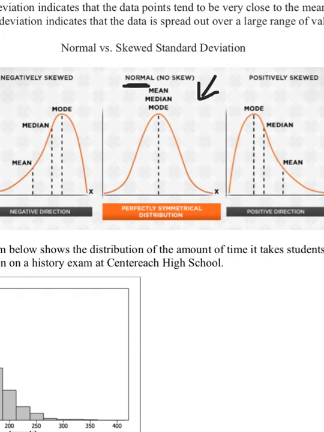You have probably heard the word skew before. If you have some students in your class who do really, really well, that skews your data because those grades are bringing the average up. So that's skewing your data. If it's a normal curve, then there's no skew. When that happens, the mean is the same thing as the median, which is the same thing as the mode. Those three numbers are all the same. So if your mean is 70, then the median is 70, and the mode is 70.